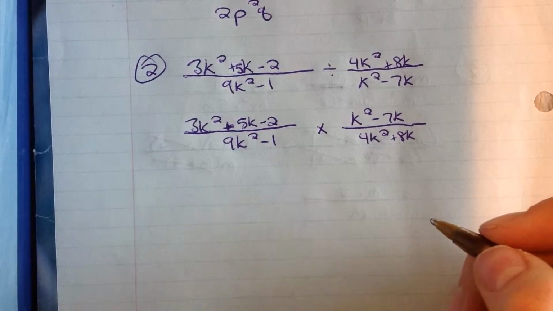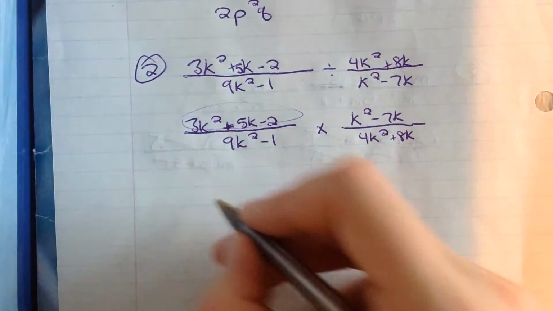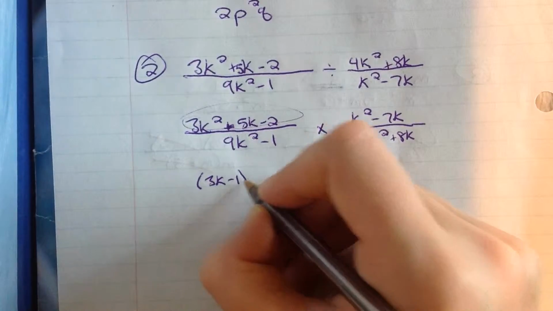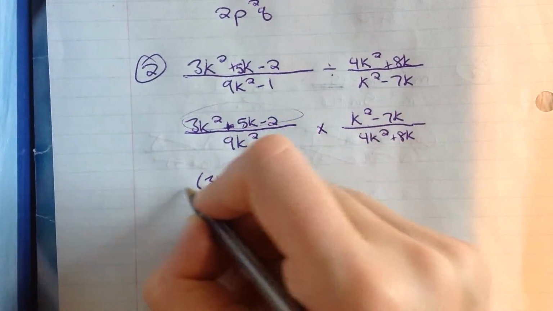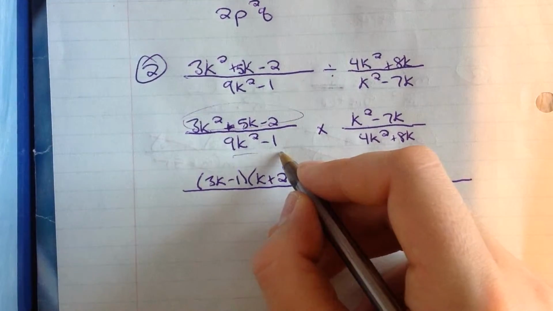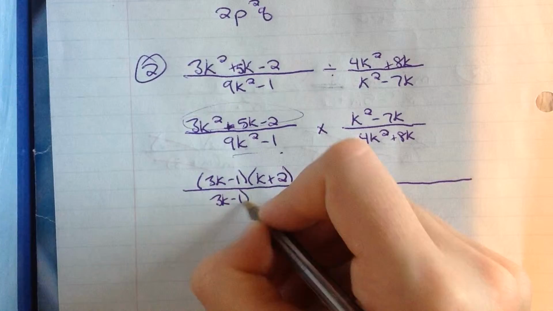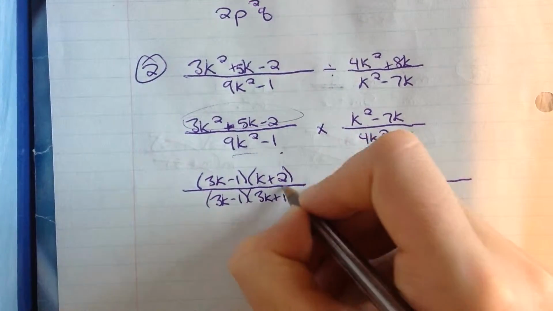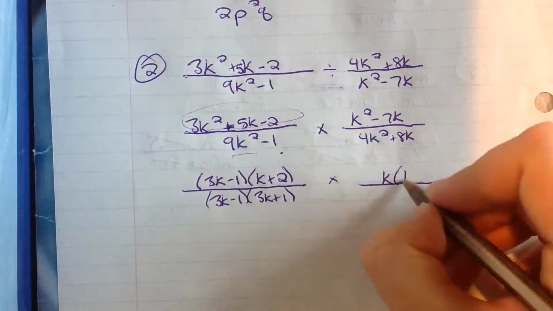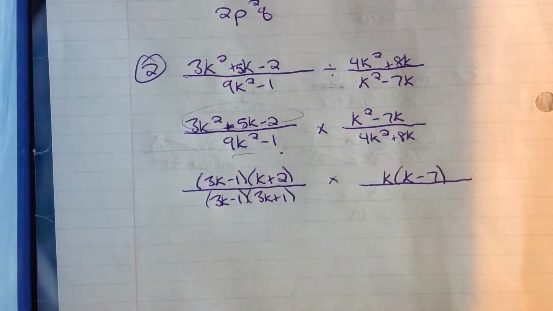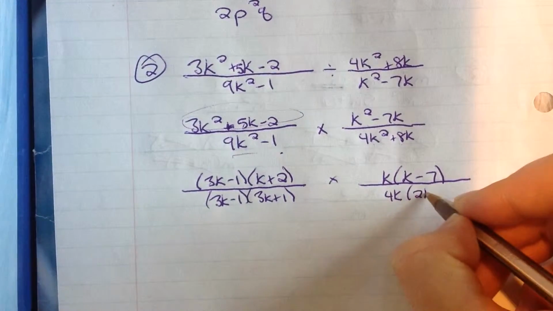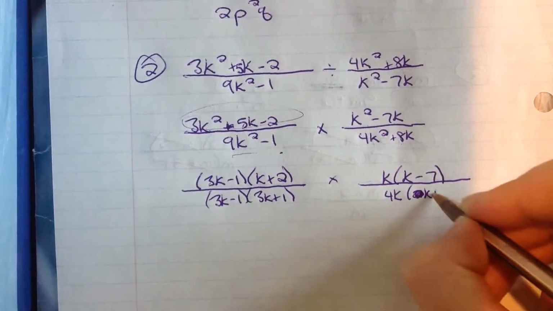So now we need to factor. Well, this top one factors to become 3k minus 1, k plus 2. Difference of squares, so I get 3k minus 1, 3k plus 1. K squared minus 7k pulls out a common factor of k. 4k squared plus 8k, I can pull out 4k, and I'm left with k plus 2.